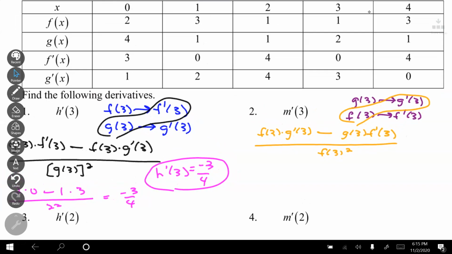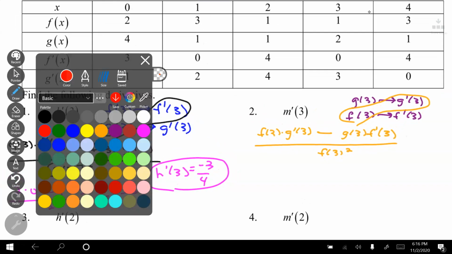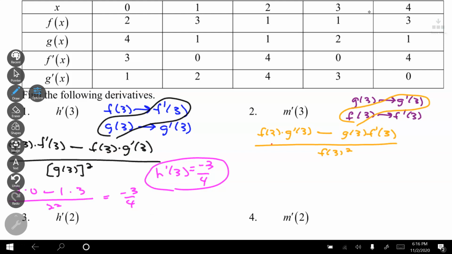And I use my table. Squeeze the table a little bit. f of 3 is 1 times g prime of 3 is 3 minus g of 3 is 2 times f prime of 3 is 0, and f of 3 is 1 squared, and I get my final result as 3 over 1, or m prime of 3 is equal to 3.